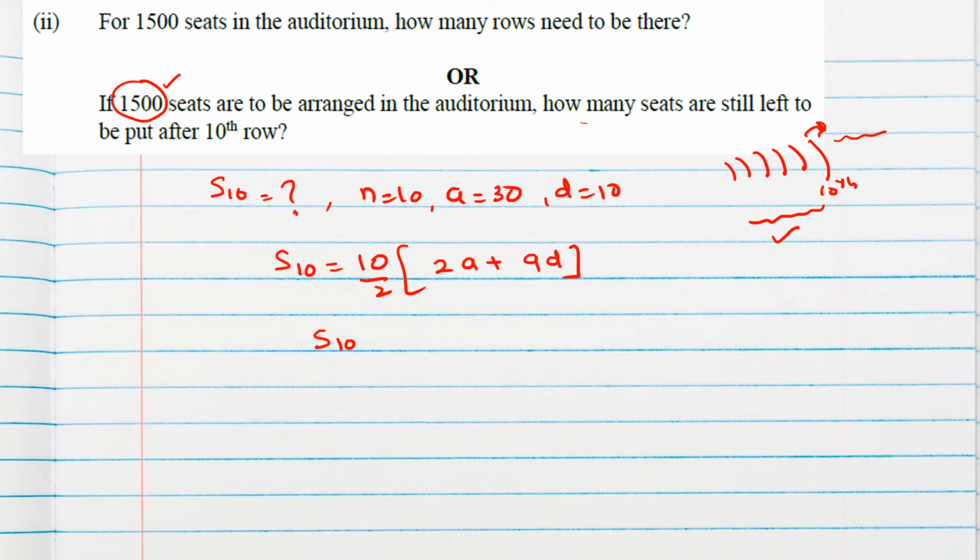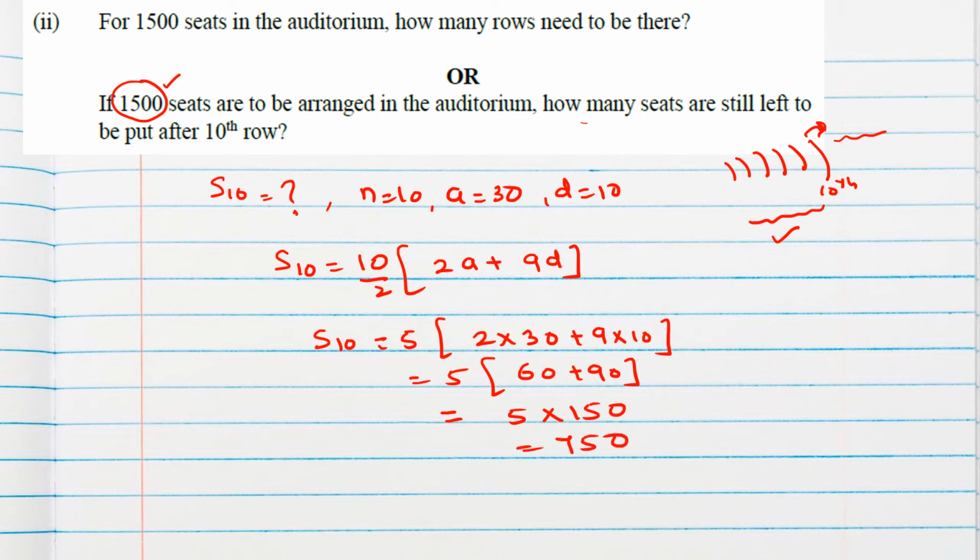So this I will write as 5, 2 into 30, 9 into 10, 60 plus 90. So 150, that is 750. That means till 10th row already 750 seats are allotted, are arranged already.